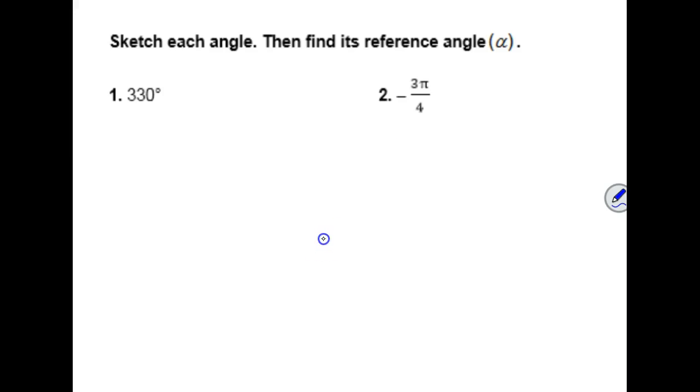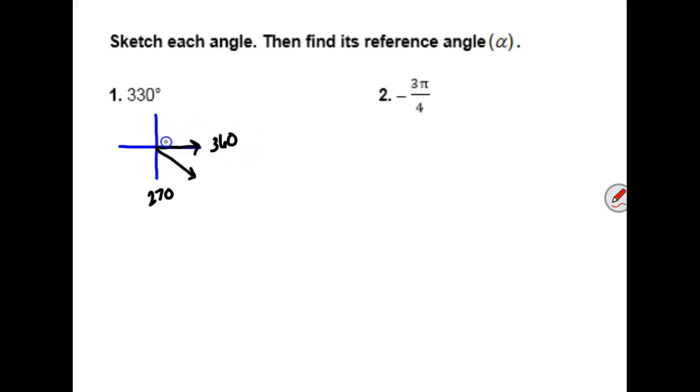I believe these are, yes, this is on your notes here. So 330 degrees. What you're going to do for me first is, of course, our initial side is the positive x-axis. We're opening 330 degrees in a positive direction, so you're opening counterclockwise. And if you think about your quadrantals, remember how this is 270 and this is 360? So 330 degrees is going to land right there.